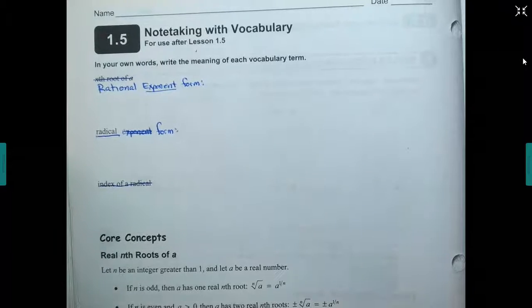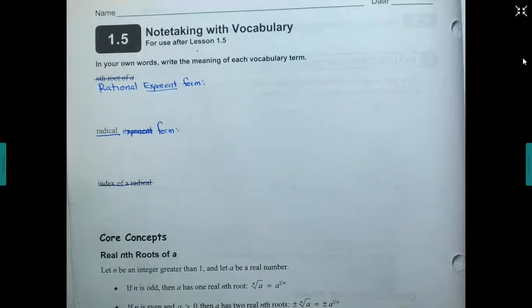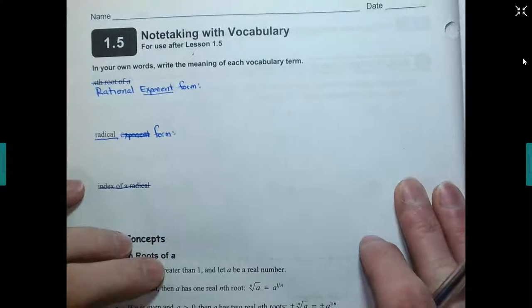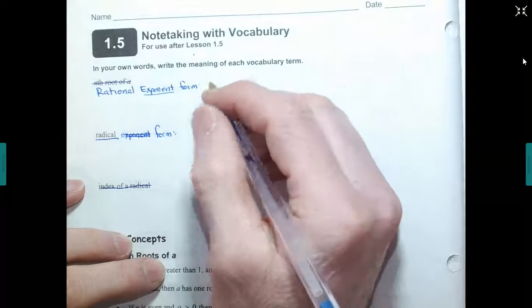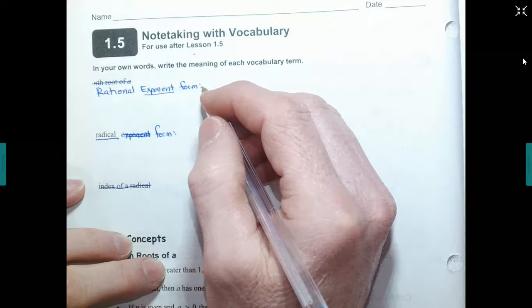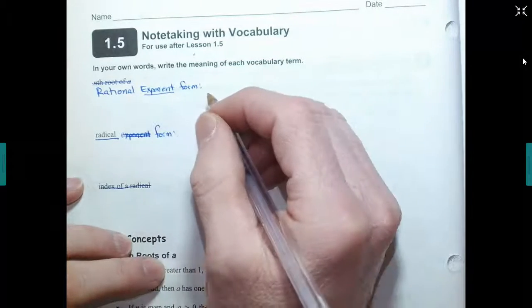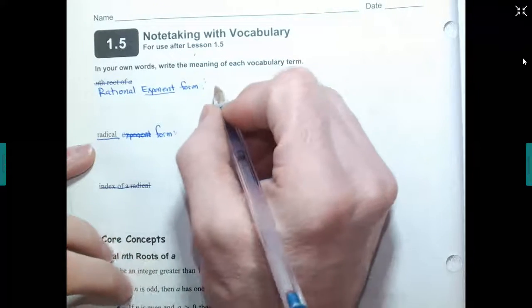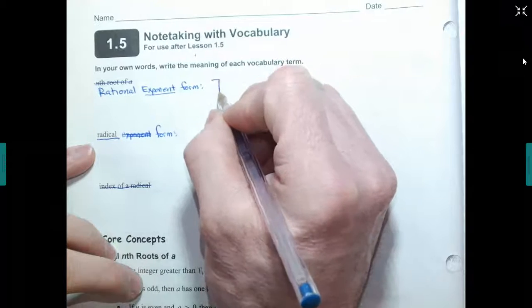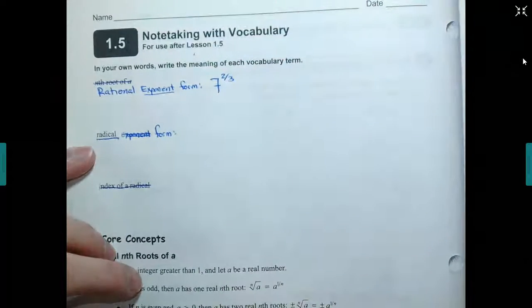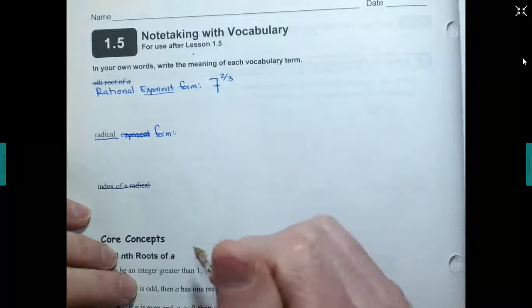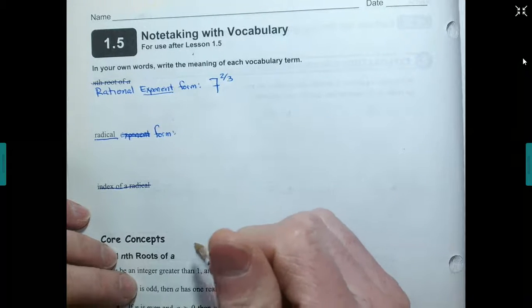So rational exponents would be where you have your fractions. So rational is going to be your fractions. So let's say you have 7 to the 2/3. So you have 2/3 as your exponent, and I'll explain what that means in a second.